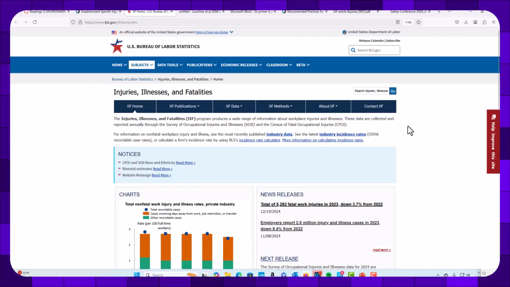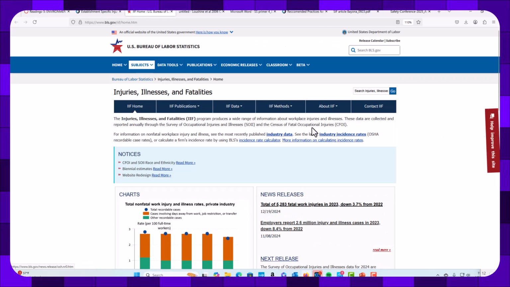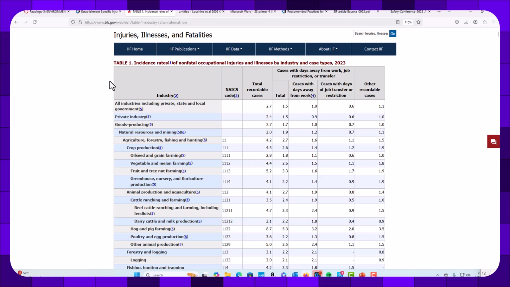Let's go to the Bureau of Labor Statistics now. This is where I have a problem. Because what they do is, you can go look at the industry incidence rates. I can just click on that. It's got Table 1 from the SOI report. This is for 2023. And you can see here all industries, including private, state, and local governments. Their total case incidence rate is 2.7. Their DART is 1.5. But that's the average.